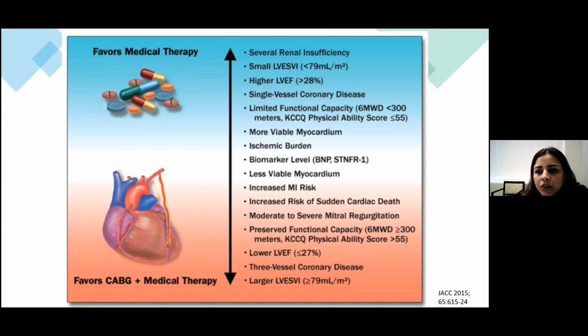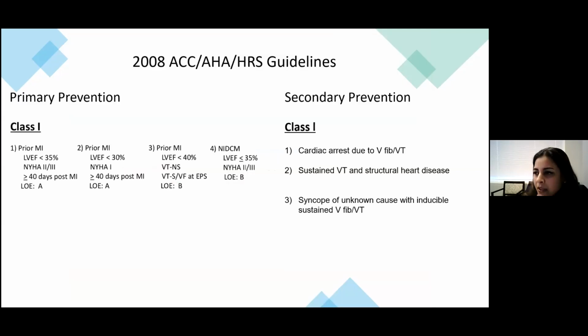A little talk about device therapy in heart failure. So when primary prevention, I think the class 1 guidelines are pretty straightforward for ICDs. If the patient had prior MI and their LVEF is less than 35%, they're functional class 2 to 3, and it has been 40 days post MI with no recovery in LVEF, then it's a class 1 indication.